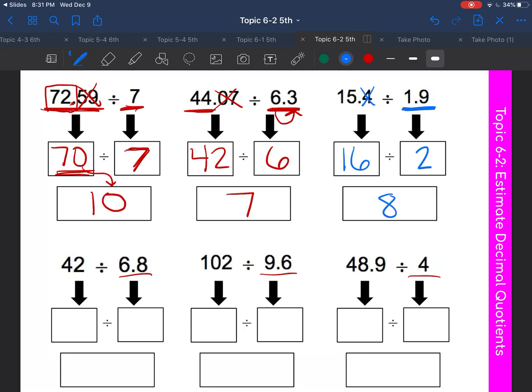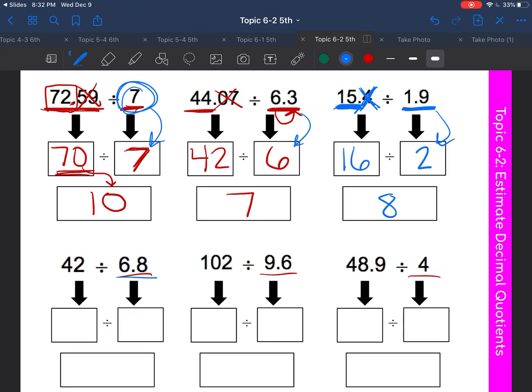Okay, so you should see a pattern in what I'm doing right here. I am sticking with the divisor first, making it a nice, easy number. Okay, and then I'm looking at the dividend, not even looking at that decimal part, just looking at that whole number and making my dividend a nice, easy whole number that's a multiple of the divisor.